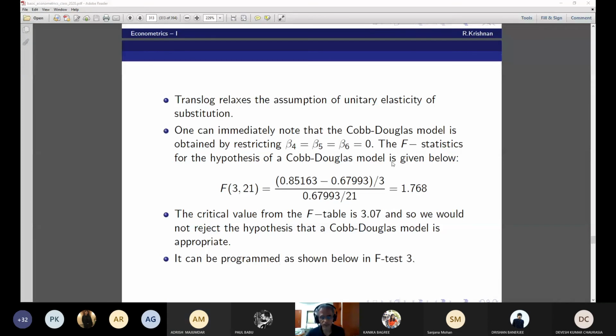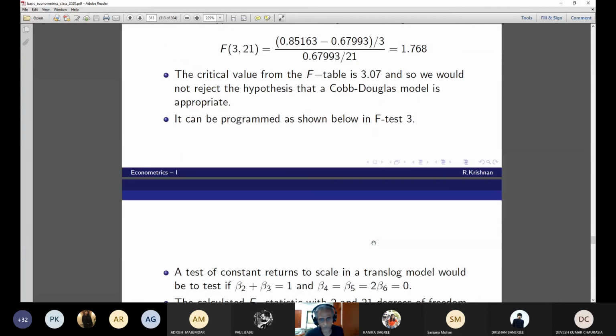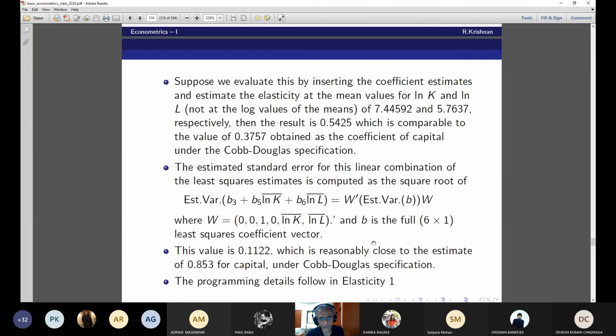I'll send you this output, and with the other output, you should be able to reproduce the numbers that I've given you. For example, I have not given all these numbers in this bullet point. You have to tell me how I got this W prime W and everything.